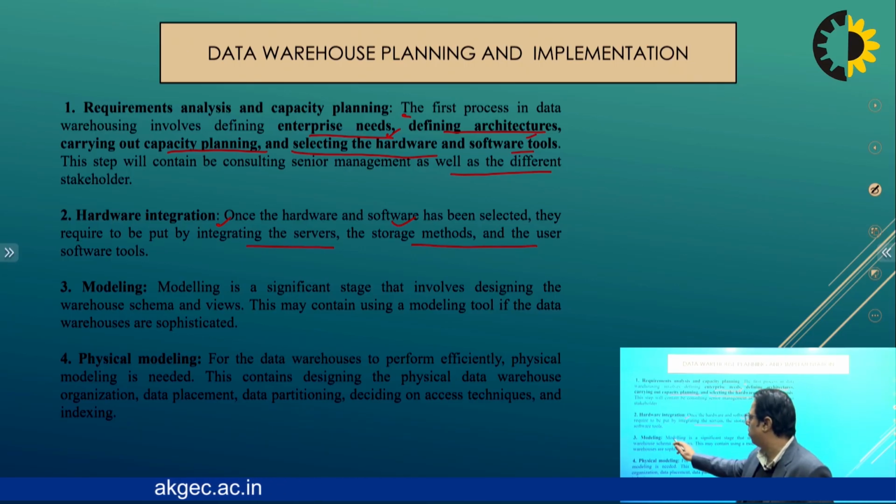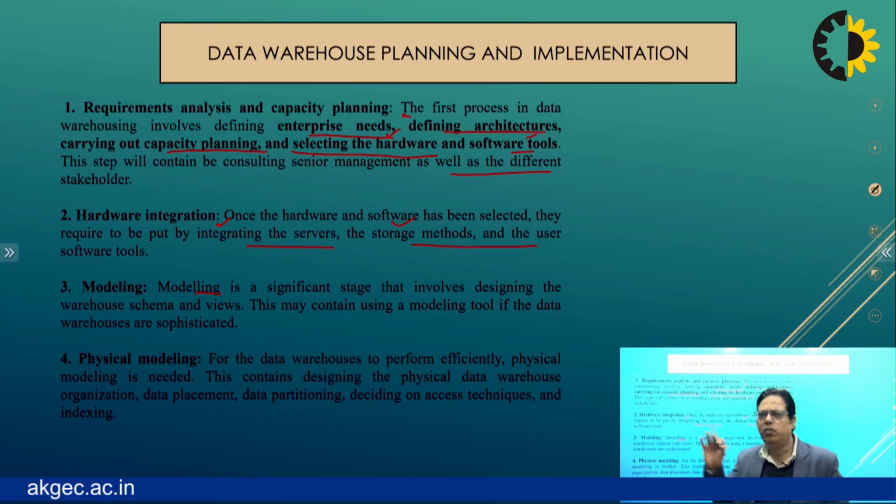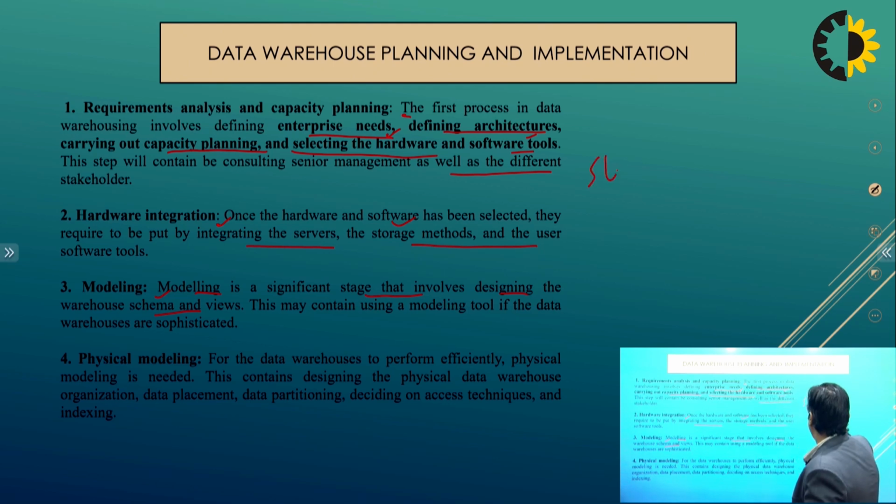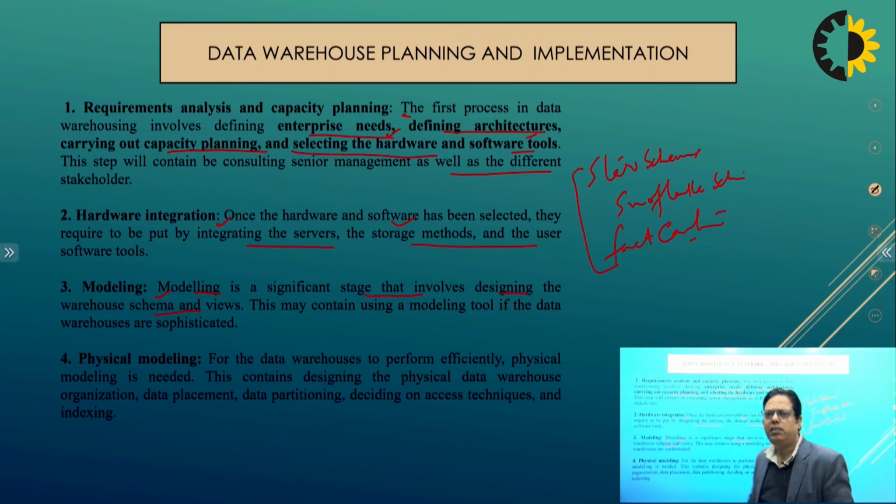And the third one is modeling. Modeling basically defines the architecture of the data warehouse: how to store the data, how to place the data, how to define the data. These are defined by the modeling process, a significant stage that involves designing the data warehouse schemas. In previous lectures, we already discussed schemas like star schema, snowflake schema, and fact constellation schema. Basically, these three types of schemas are used in data warehouses. This may involve using modeling tools if the data warehouse is sophisticated.